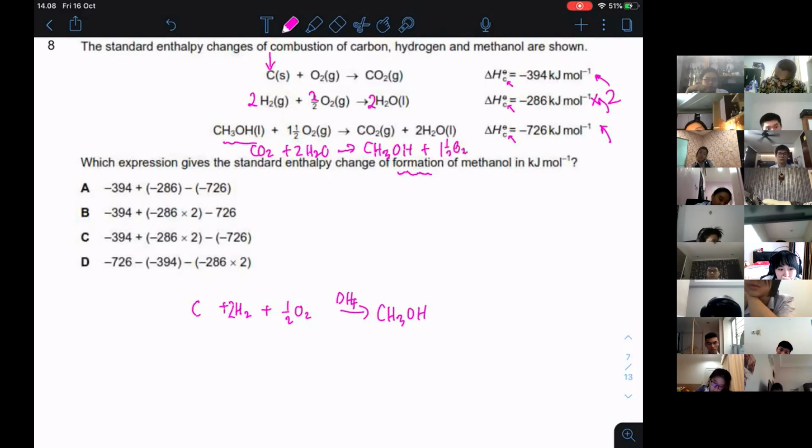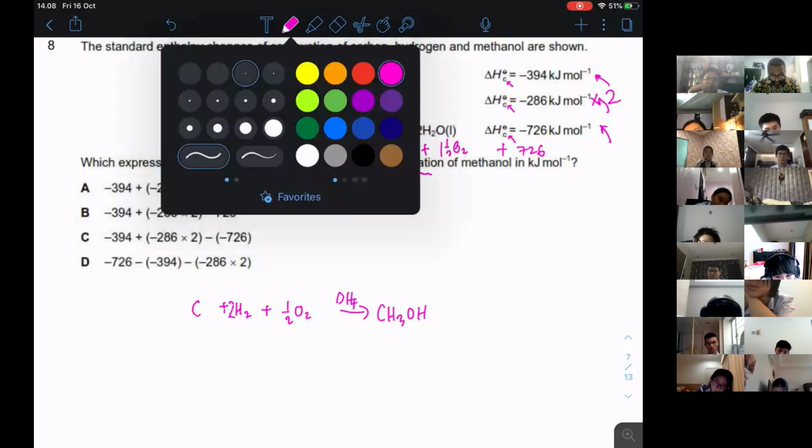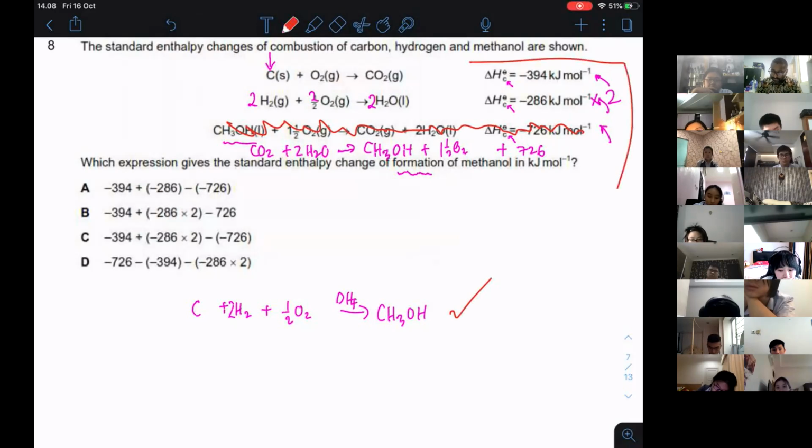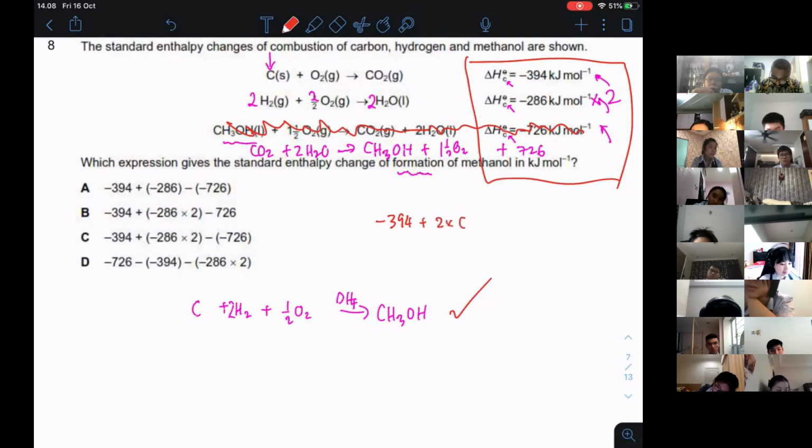It will become plus 726. So you can actually erase that if you want. I know that when I add all of this together, I am going to get this. Trust me on this. It's definitely going to be like that. So I just need to add all of this. That is going to be negative 394, plus 2 times negative 286, plus 726 is positive.